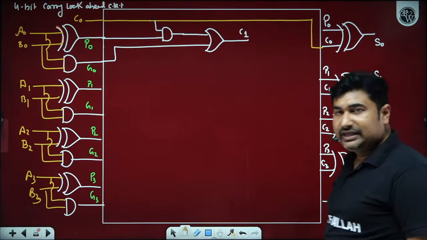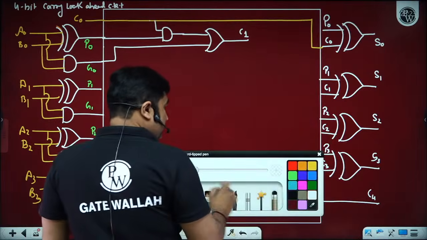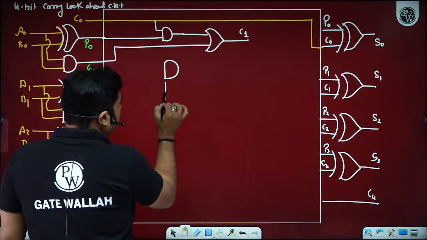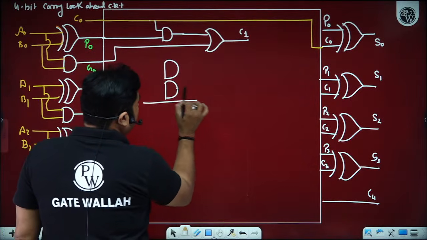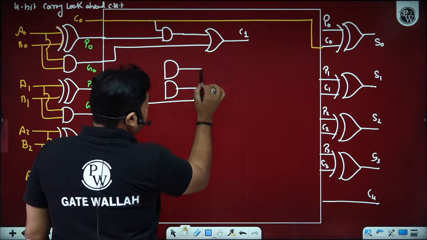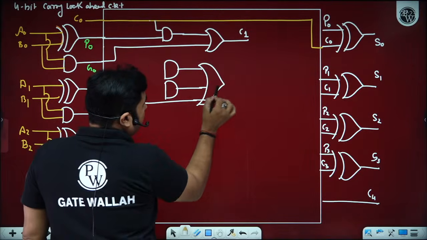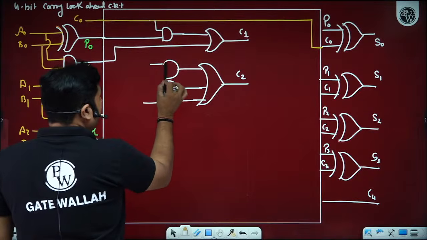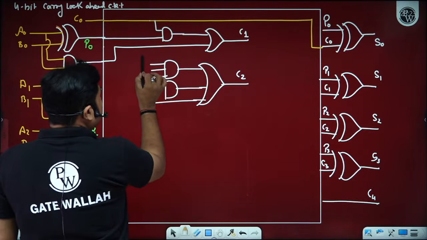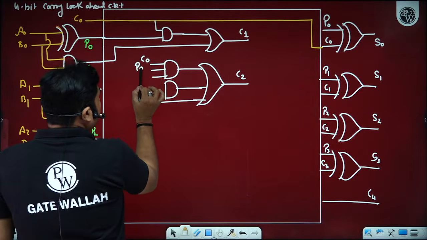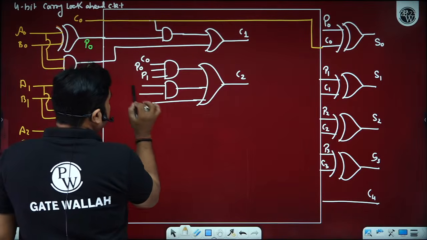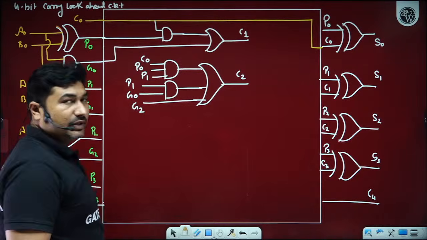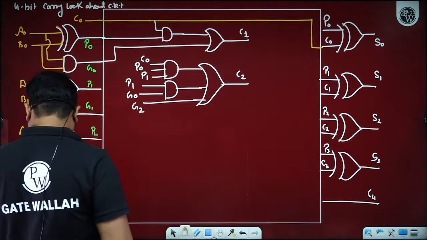In the same way, if you observe, what is your C2? C2 has 2 AND gates and 1 OR gate. C2 is basically P1 P0 C0 plus P1 G0 plus G1. How many of you able to understand, beta ji? You can observe here.